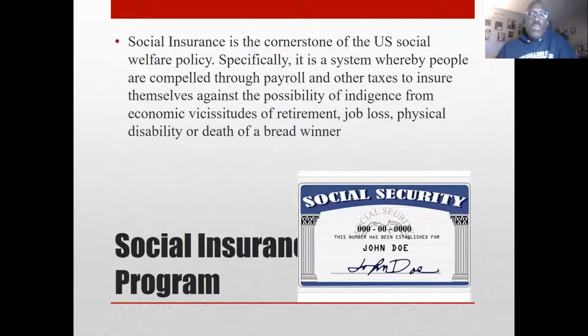All right, so we know that social insurance is a cornerstone of U.S. welfare policy. This is kind of it in a nutshell. The system is by and large paid for by the people themselves through payroll deductions and other taxes, and it is designed to protect people against indigence and economic issues in retirement, job loss, disability, and death of a breadwinner. So it's really looking at how we make sure that people are able to continue to survive if these issues happen in the course of their lifetime.